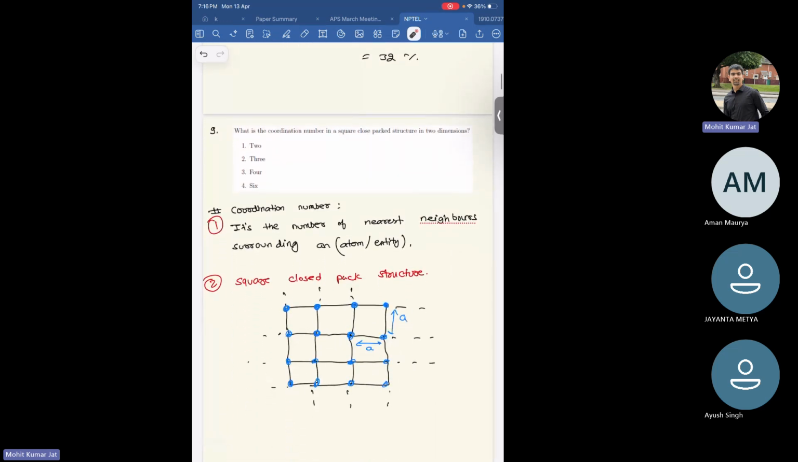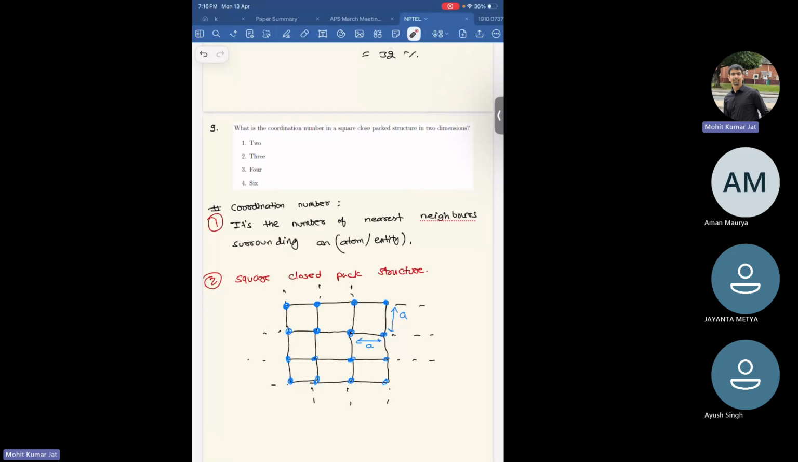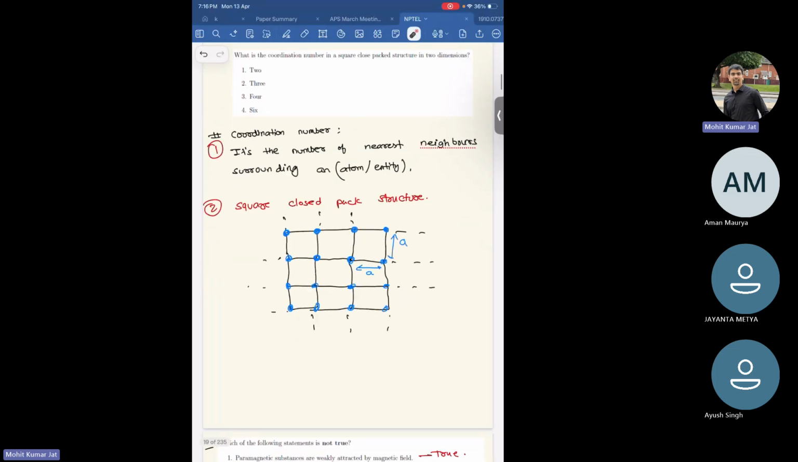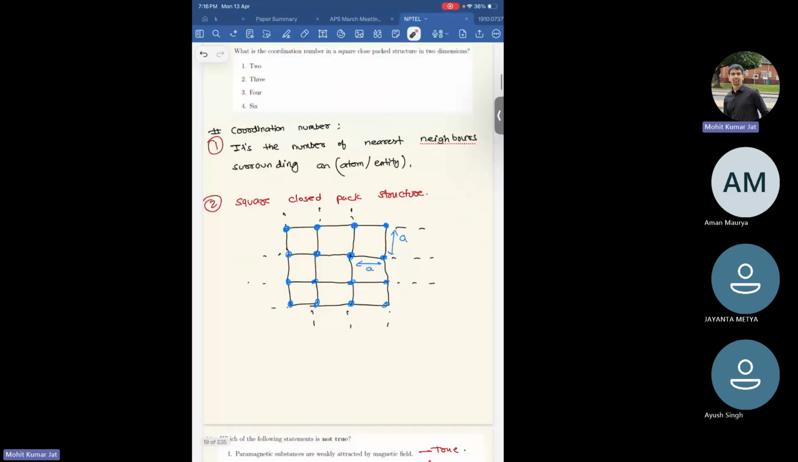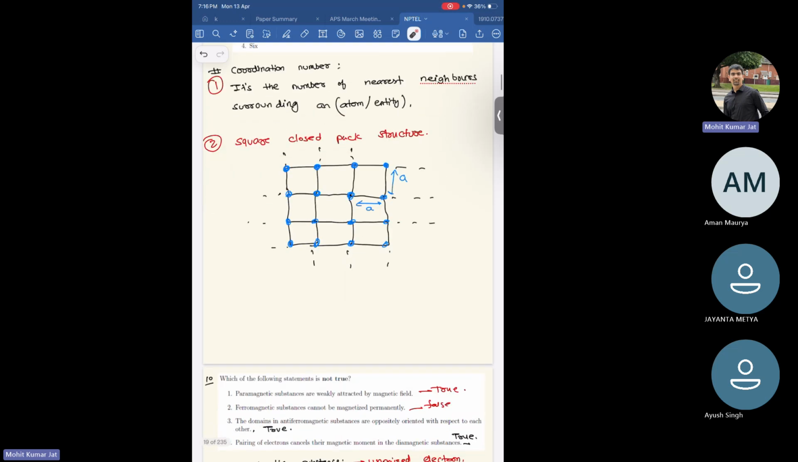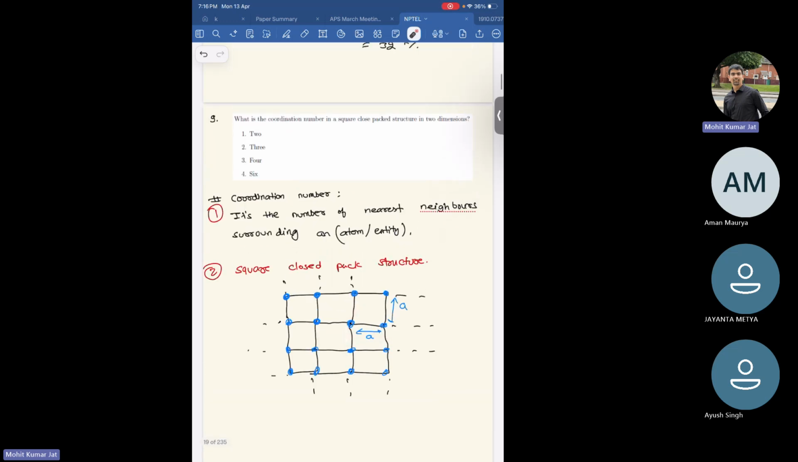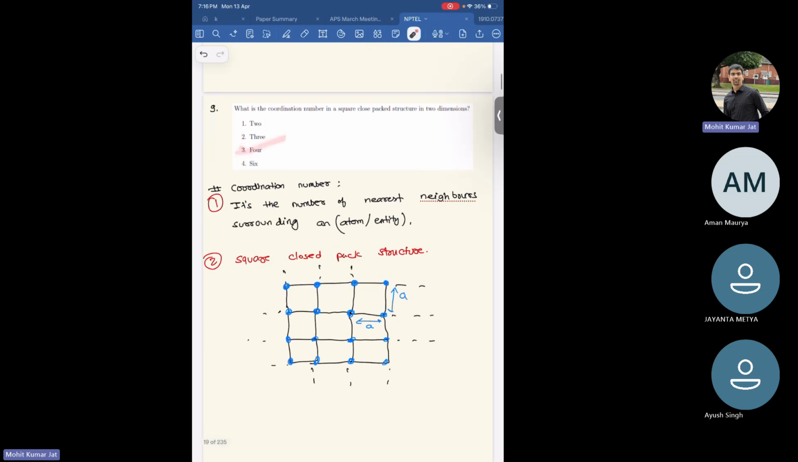Now, what is the coordination number of a square close packed structure in 2 dimensions? Coordination number is nothing but the number of nearest neighbors surrounding an atom. So in a square close packed structure, as you can see, 1, 2, 3, 4, 4 will be there, right? So 4 is the answer.